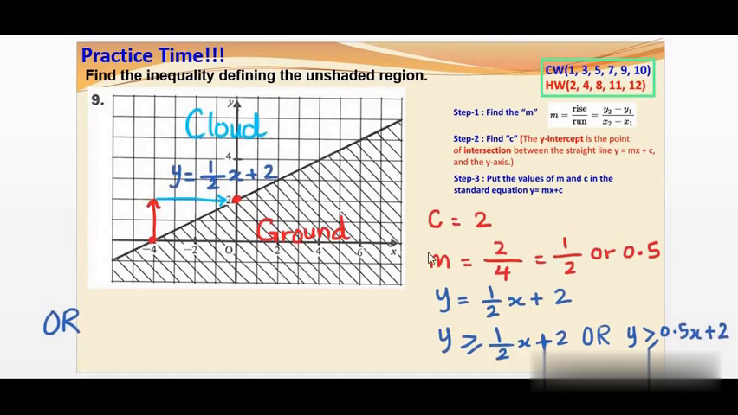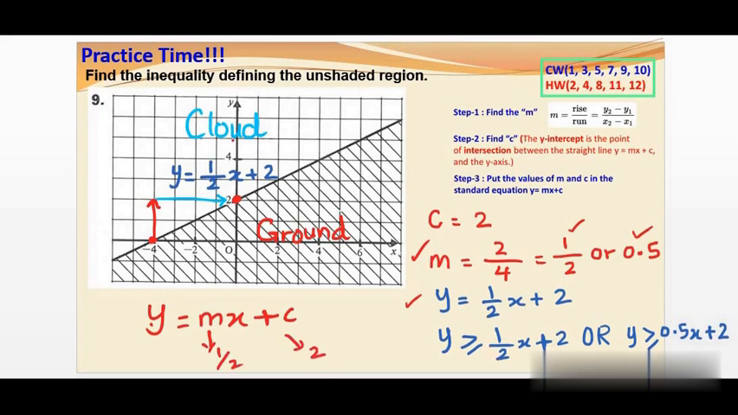Okay, I found the gradient with the help of rise over run. Clearly you can see the rise is 2 steps and the run is 4 steps to the right. So it will be 2 over 4, that is half, and it can also be written as 0.5, right? So the equation will become y equals half x plus 2, because the standard form says y is equal to mx plus c. So we have replaced m by half, right, and c by 2.